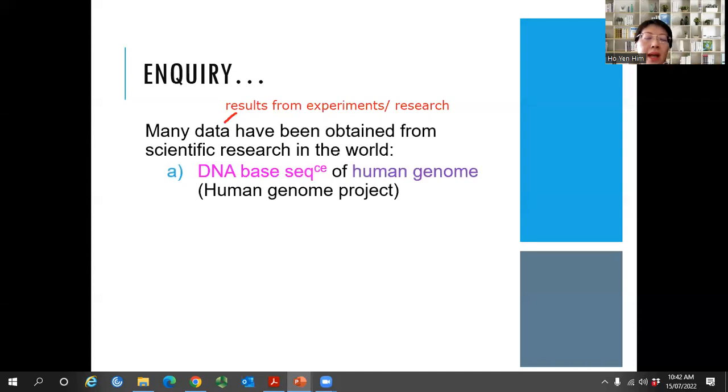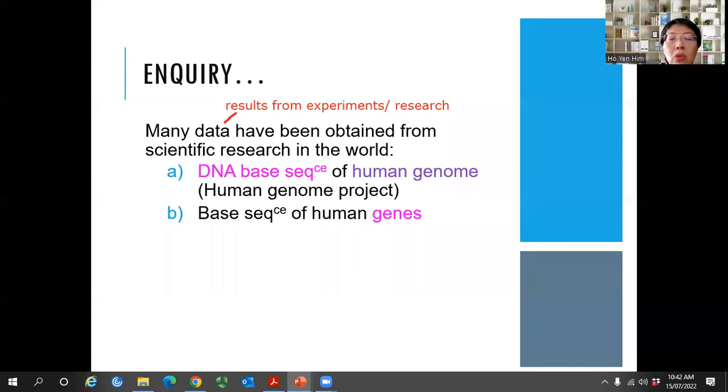So what are the data so far that have been obtained from experiments and research? A, the DNA base sequence of the human genome. This project is already completed. We already know the DNA base sequence of the human genome through the Human Genome Project. And from there, they also found out the base sequence of human genes.